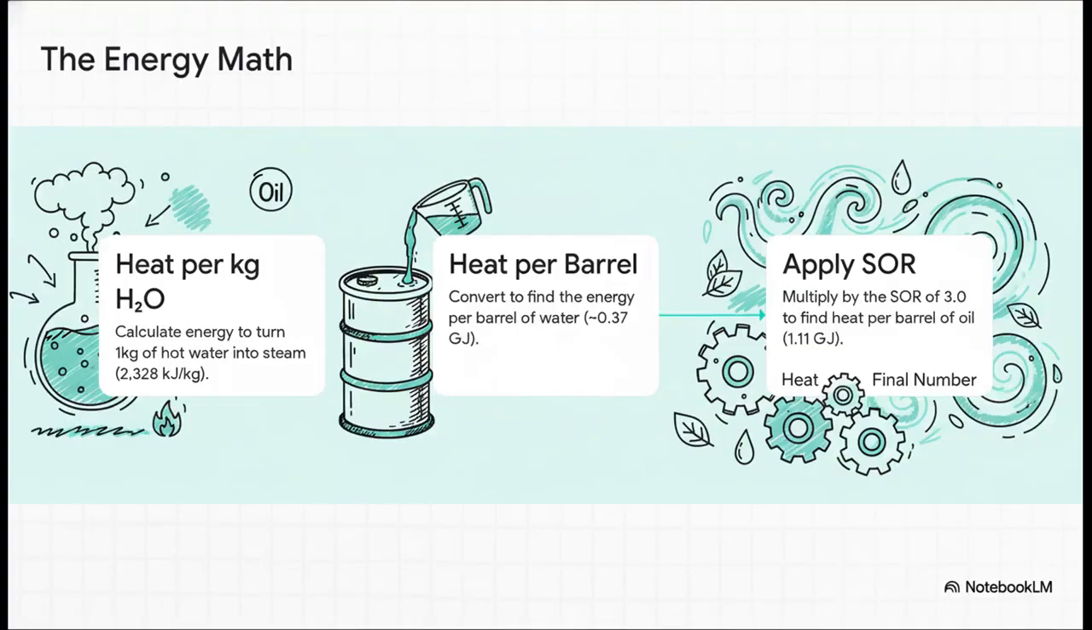All right, let's walk through the math. First, we need to know the amount of energy it takes to turn hot water into that high-pressure steam. Physics gives us a hard number for that. It takes 2,328 kilojoules for every single kilogram of water.